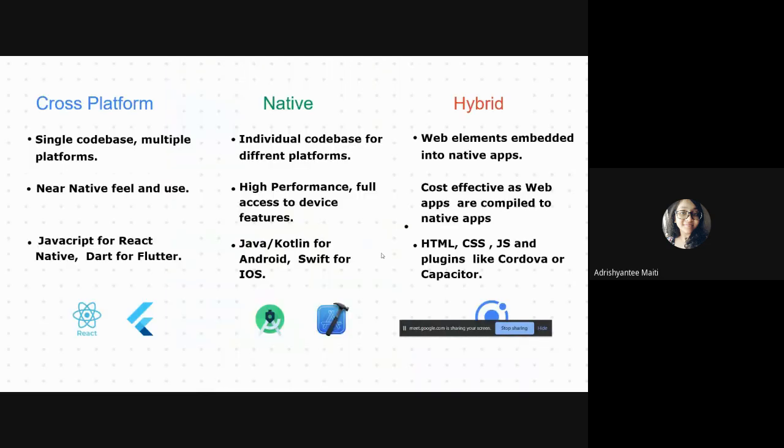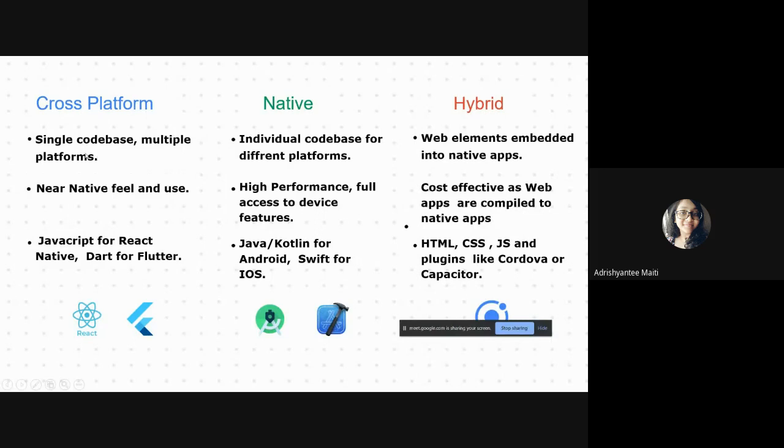Okay, let's move next. So this app development can be classified into three broader domains. Generally, when you're creating any app, you require different kinds of frameworks. These frameworks can be classified into cross-platform, native, and hybrid. So what is cross-platform?